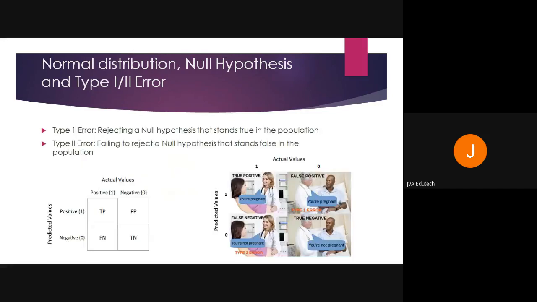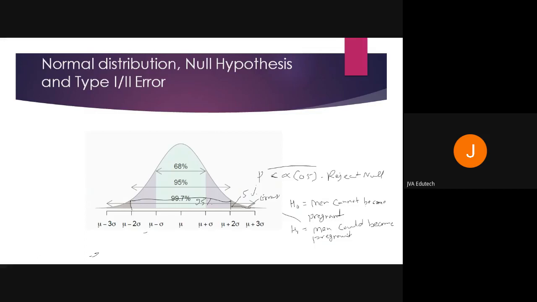So, type 1 error is when we reject a null hypothesis that stands true in the population. Like in our case, the null hypothesis was that men cannot become pregnant. But if I reject this null hypothesis, I am making a type 1 error, because this is a fact from many other studies, and this is a universal phenomenon. Men cannot become pregnant, but if I reject it, it will say that men can become pregnant. This is the case where I am making a type 1 error.